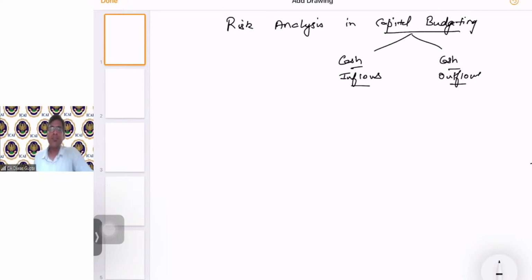You have already studied how to analyze a capital budgeting decision vis-a-vis their cash inflows and cash outflows. But in this particular topic of today, we are going to study how to take into account the risk part in capital budgeting, how to analyze that and to take it into the capital budgeting decisions. So before we get into the exact requirement, let us first try to understand these three things.